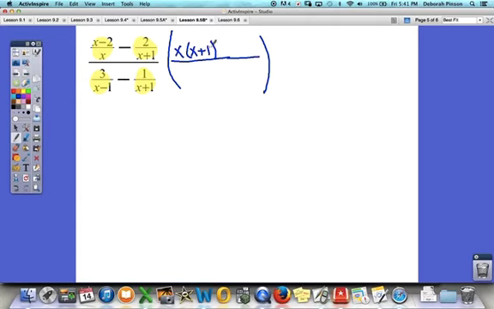Okay, I need to have an x minus 1. And then I need to have an x plus 1. I already got that. So this is my common denominator. Let me write it so I'm balancing top and bottom, and then I'm going to distribute out.